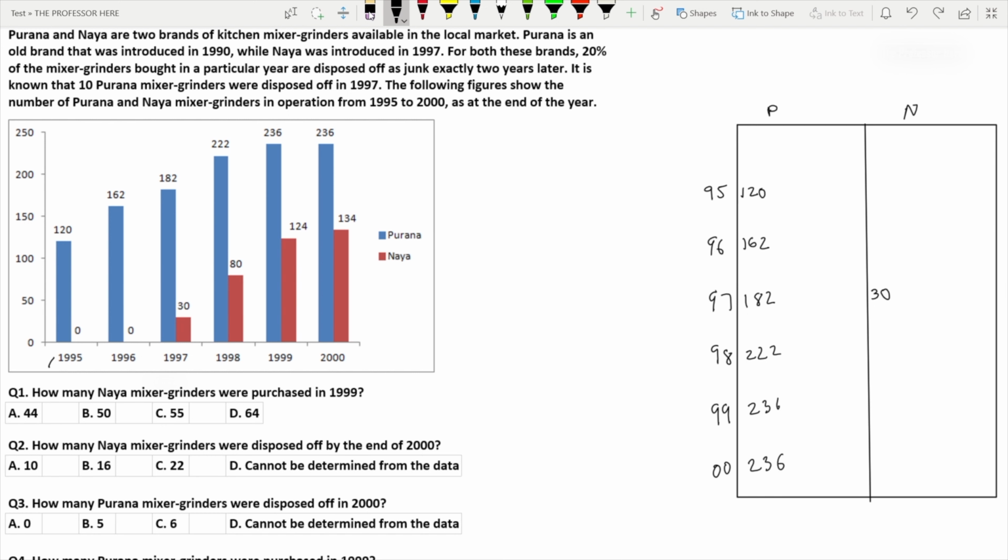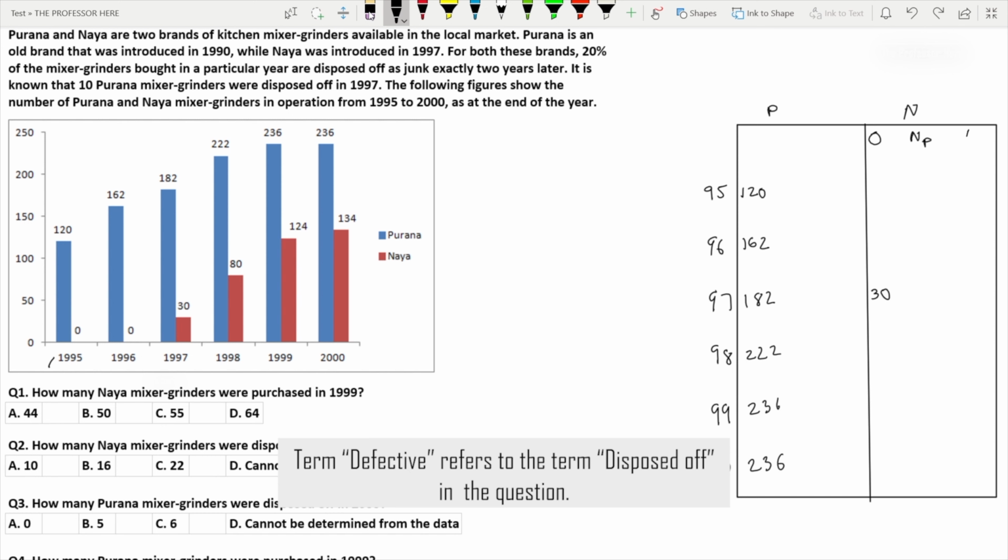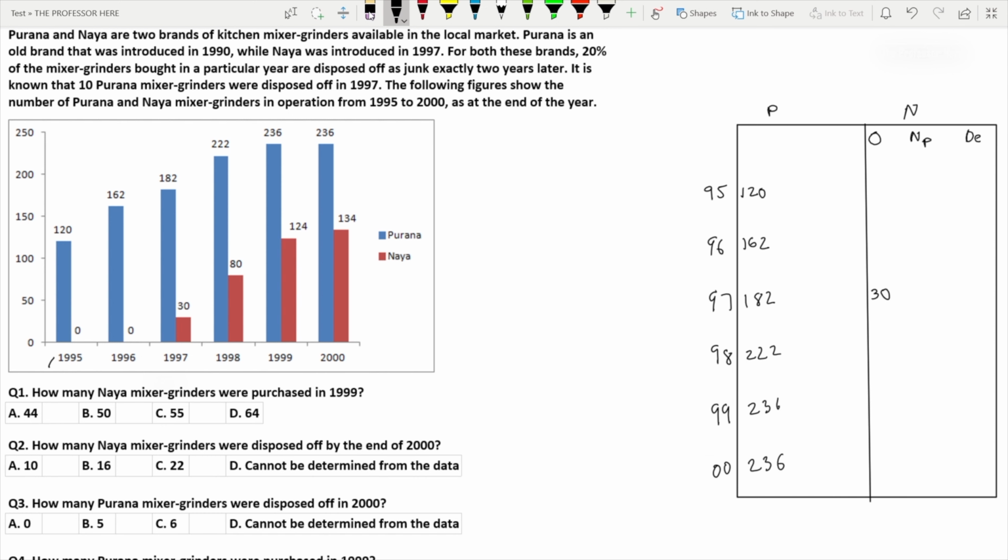So before proceeding, let's make 3 columns under each of these. For Naya, there is number of mixer grinders in operation, O. Then we have number of new purchases, NP. And at the end, there are number of defective mixer grinders, DEF. So same here for Purana: O, NP, and defective. Let me explain what each of these represents.